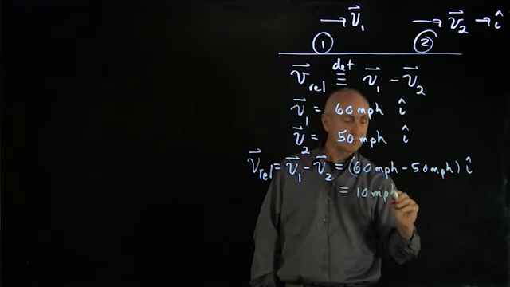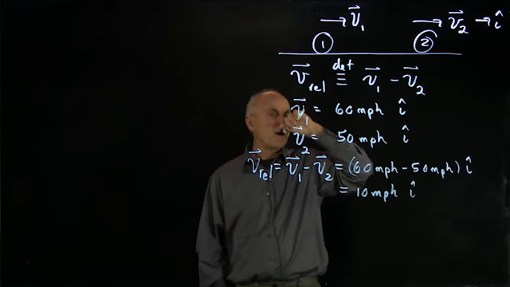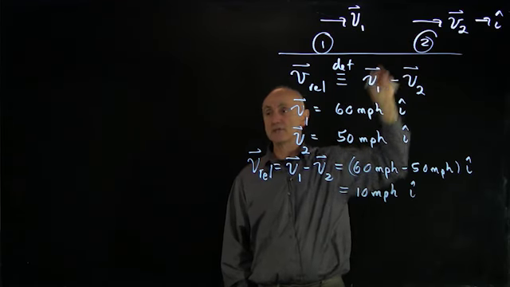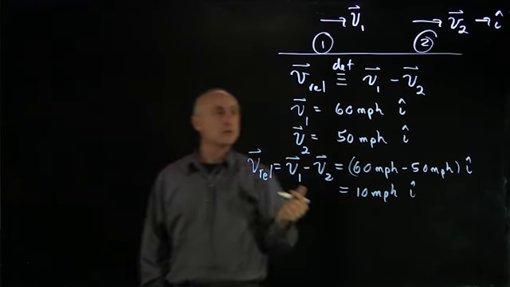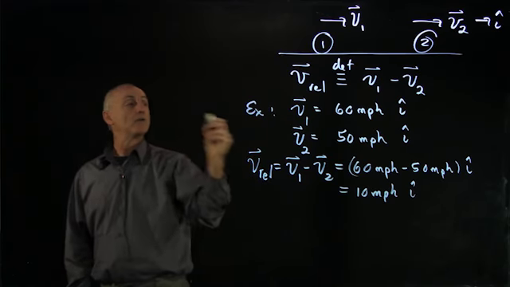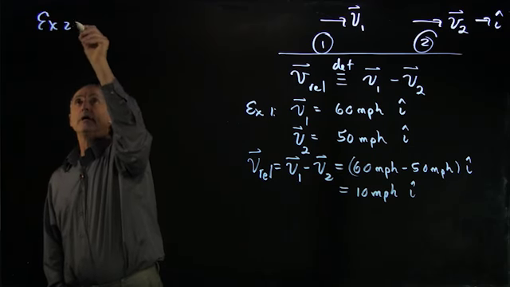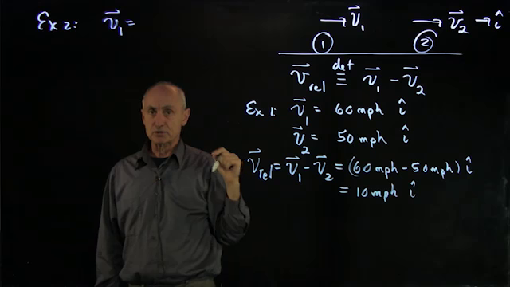And that's what people experience when one car is approaching another car. If you're in car 2, car 1 seems like it's coming at you at 10 miles per hour. This is what we mean by relative velocity. There's another important example. So that's example 1. The other important example to look at, example 2, is when two objects are moving in opposite directions.